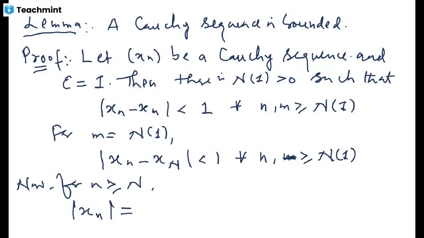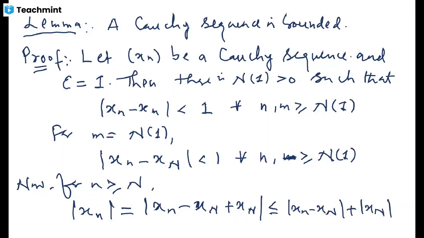What I'm going to do now is add something and then subtract that same number. This is something I can do here. Now you apply the triangle inequality. By the triangle inequality, this is at most |xn - x_N| plus |x_N|. You have chosen n to be greater than or equal to N, and for that choice, the distance of the nth term from x_N is less than 1. So this is less than 1 plus |x_N|. Till now, we have the inequality that the size of the nth term of the sequence is less than 1 plus |x_N| for every n greater than or equal to N.